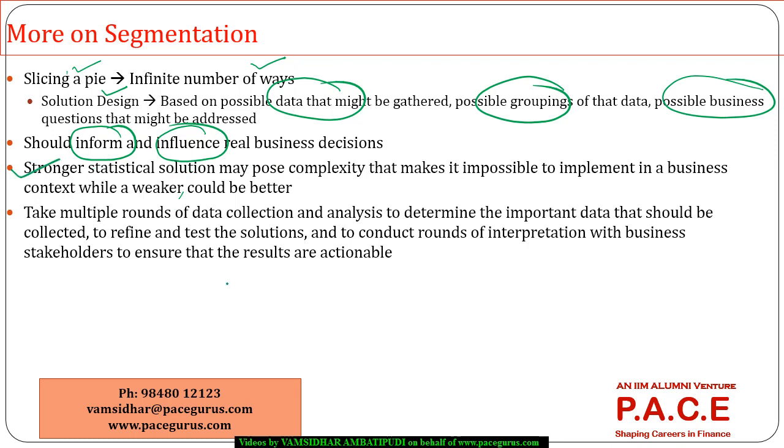But never get into the trap that a statistically stronger solution will be the best solution for the business. It can never be the case. Sometimes a solution could be statistically strong, the p values could be much lower, and I could see very highly influencing variables in the solution, but the model may become so complex that I cannot even implement it in my business context. Whereas in some cases the solution could be simple and statistically weaker, but I can at least implement it in my business context. So even here our focus should be on this aspect as well.